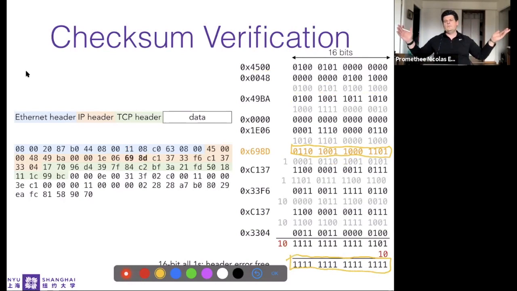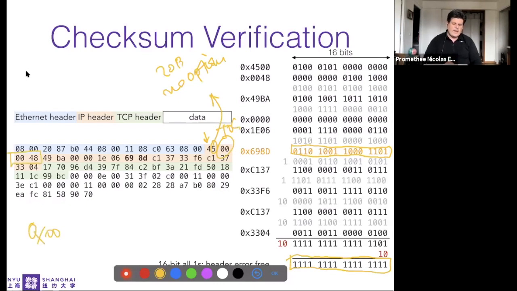That's it. Even though we're going to see more examples, let's look. This is the version, so this is version 4. What is the size of IHL? 5. So do I have any options? No, it's 20 bytes, no options. Is that correct? Then we have the TOS, then the total length. It is 0048: 4 times 16 plus 8 gives 72.